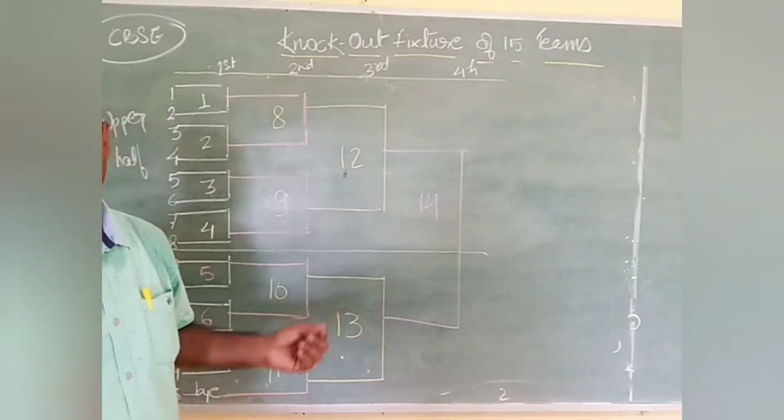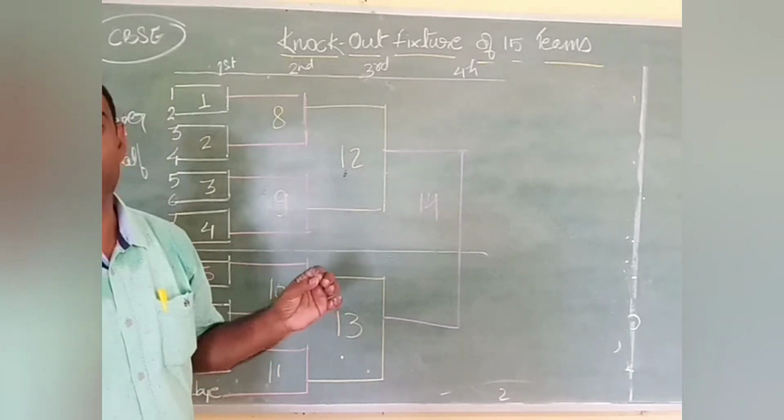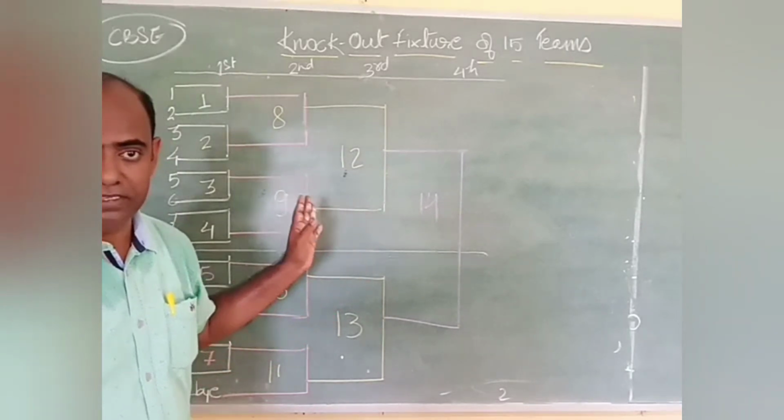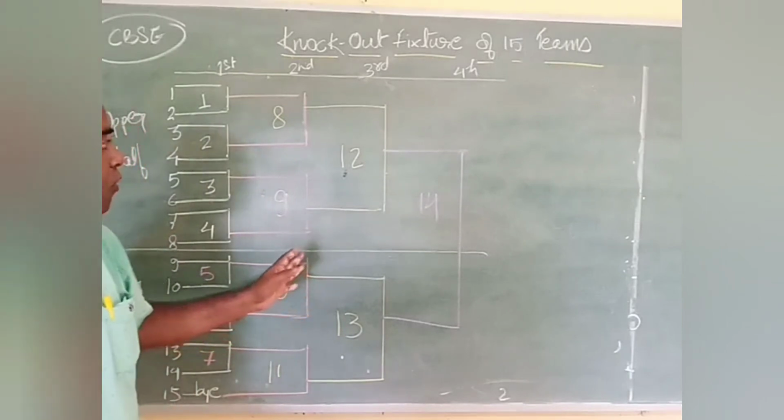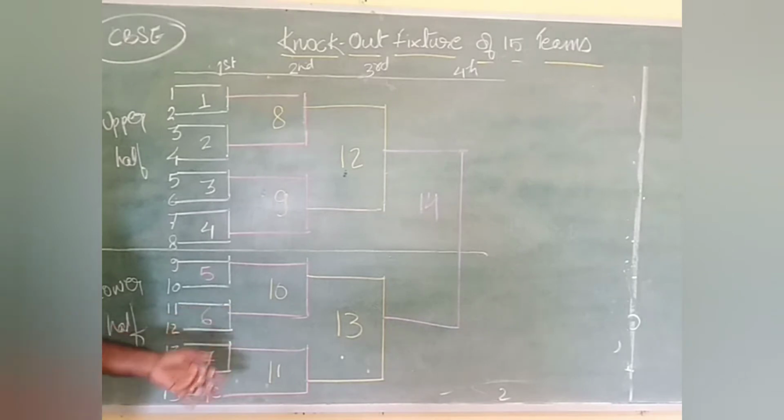As I said in the last video, total number of teams minus 1 is the total number of matches in a knockout tournament. So I hope this picture is clear to all of you.